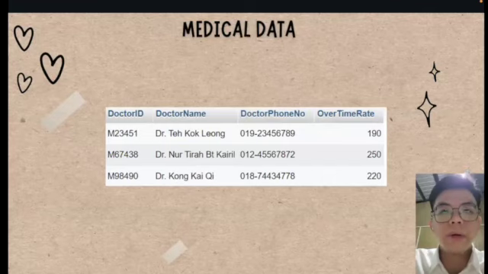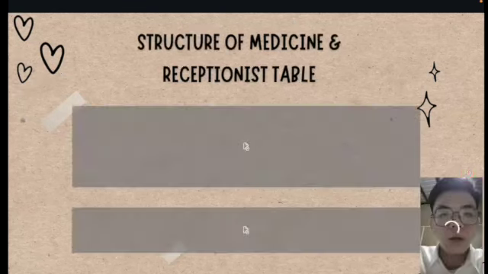This is the data for medical table, doctor ID M23451, doctor name Dr. Tae Kok Leong, doctor phone number 019-23456-789, overtime rate 190.